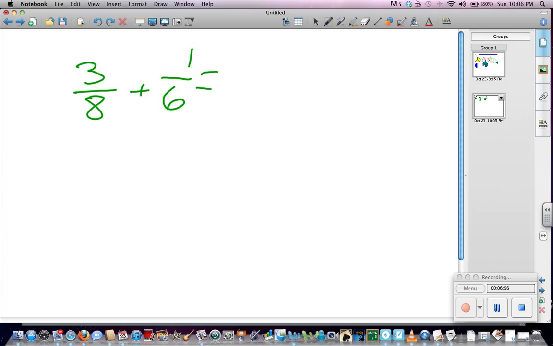So think about what is a good common denominator for 8 and 6. In other words, what's a good multiple of 8 and 6? You could look for the first common multiple, the least common multiple of 8 and 6, or it could be any multiple. It's just that the least would be the easiest. So you can go ahead and pause the screen and solve this problem and come back in just a moment and let's see how you did.